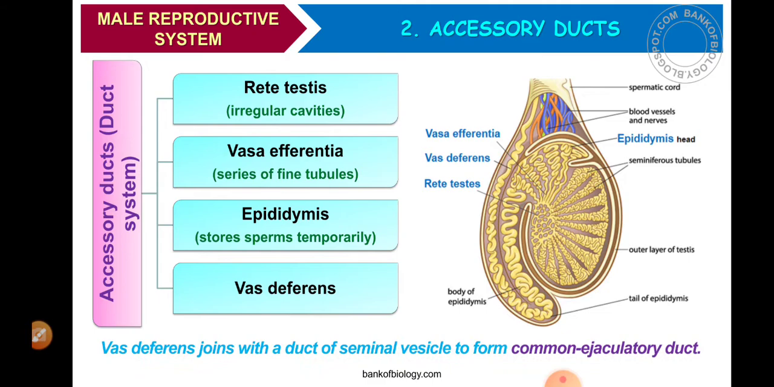So what are their functions? Simply, the formation of sperm takes place in the testes, in the seminiferous tubules. Then from there they come towards the epididymis. Then from that they go to the vas deferens, and then they go to the ejaculatory duct and then the urethra, and then come out from the body.